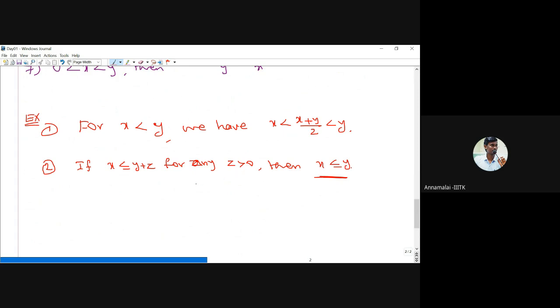Then, what is the proof of this? So this is true for all numbers. Anyway, when we study sequences, we will get another proof.